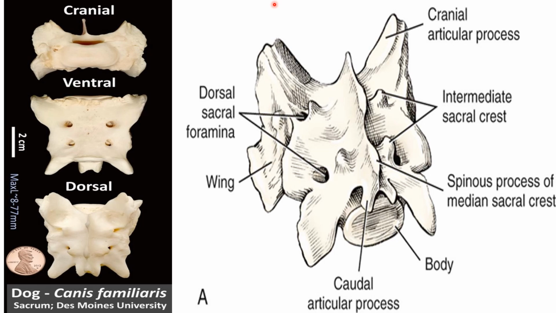Now the other feature is the sacral canal, or canalis sacralis, as I have told you. It is the continuation of the vertebral canal in the sacrum. So it is actually the portion of the vertebral canal which is present in the sacrum. This is the sacral canal, and it runs throughout this sacrum.